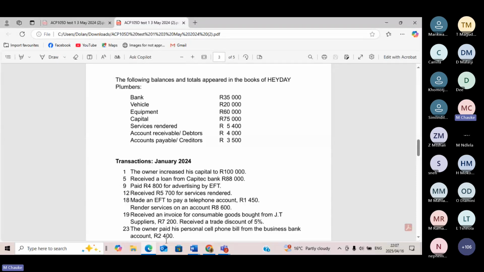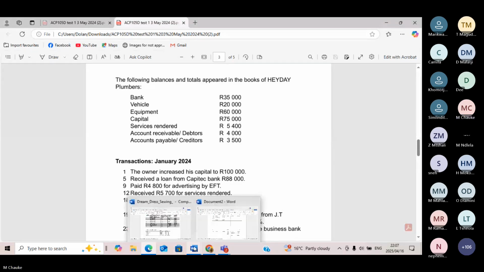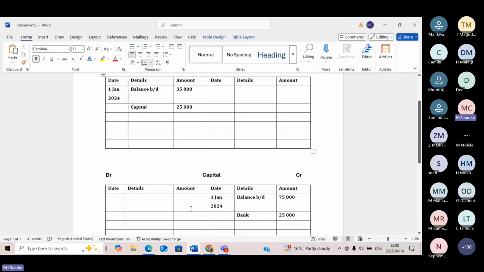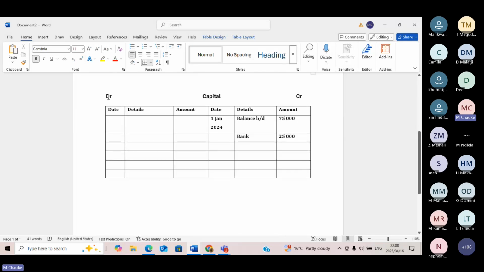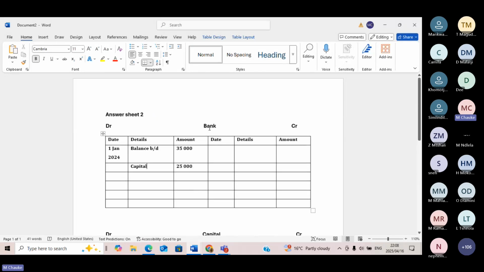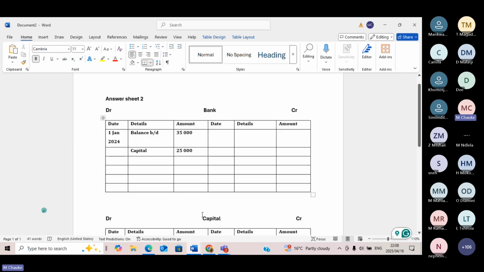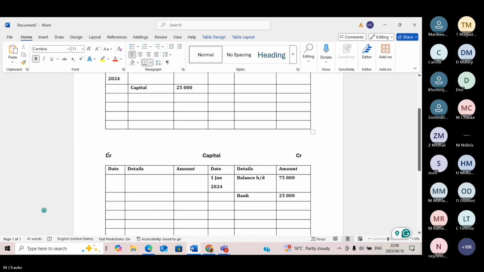So when you record these transactions, go to the answer sheet right there. Remember, it means now bank, we must have one bank. We're not going to create bank and one, because last year when I was checking, people were writing a lot of bank accounts. So we're just going to create one account of bank. Are you with me? So I'm going to copy this one.